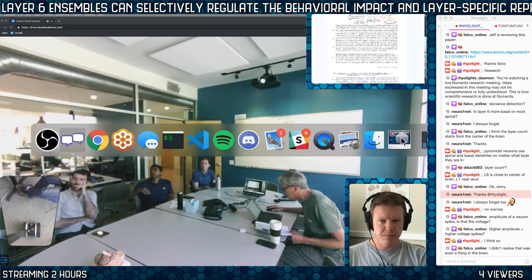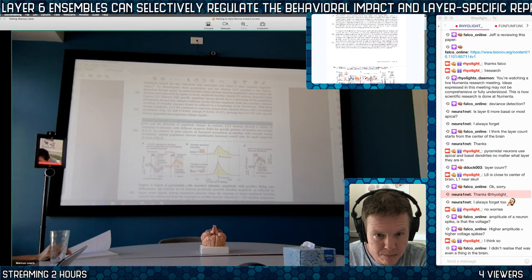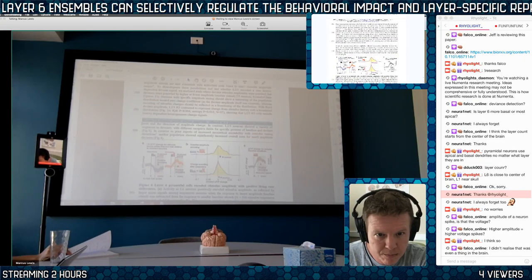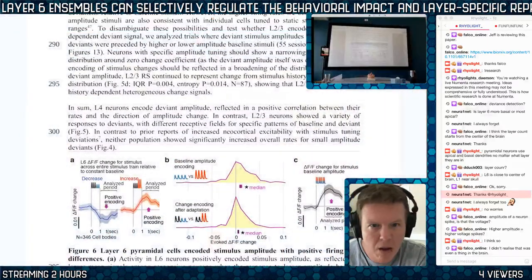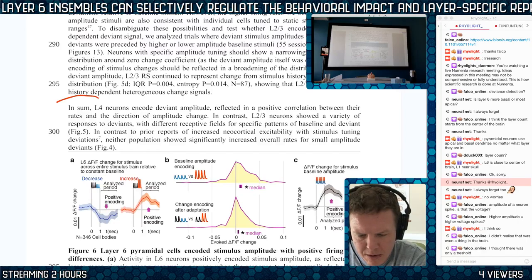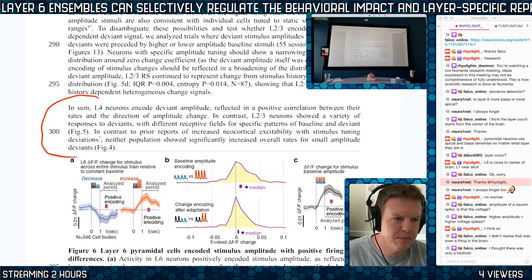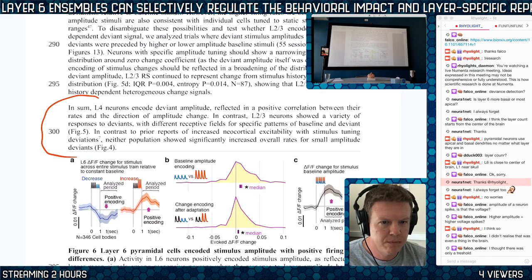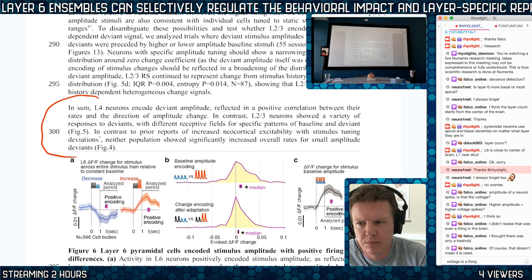In sum, layer four neurons encode deviant amplitude, reflecting a positive correlation between the rates and the direction of amplitude change. In contrast, layer two, three neurons showed a variety of responses to deviants, with different receptive fields for different specific patterns of baseline deviants. Here's the distinction. In contrast to prior reports of increased neocortical excitability with stimulus tuning deviations, neither population showed significantly increased overall rates for small amplitude deviants.